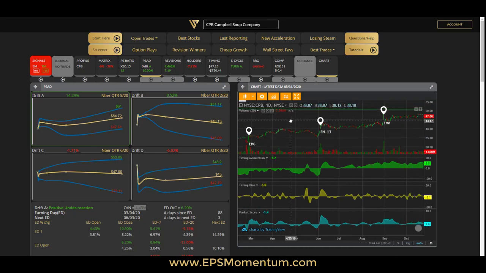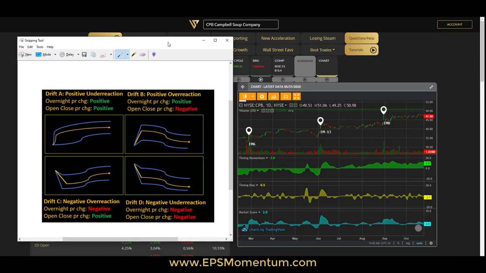So what are those patterns? So basically you have four cases. The overnight is positive, and the move during the day is positive, or one is positive, the other one is negative, or negative positive, or two of them are negative, right? And this is how it happens.